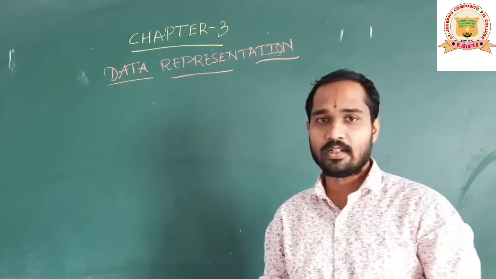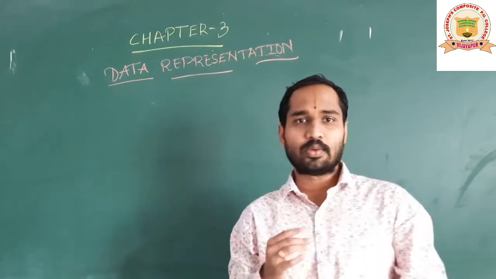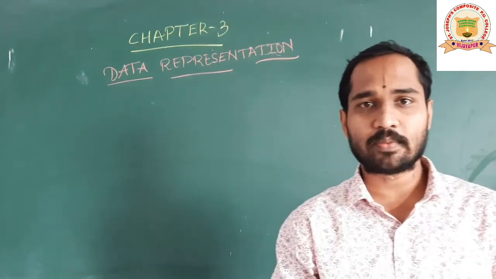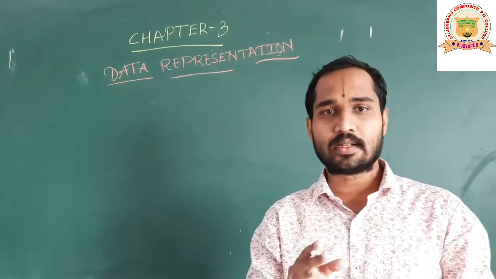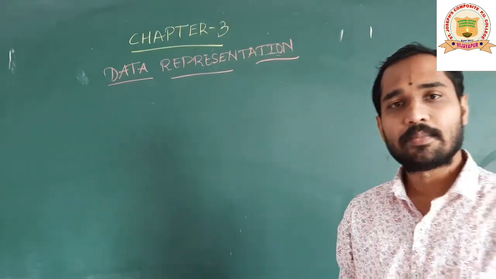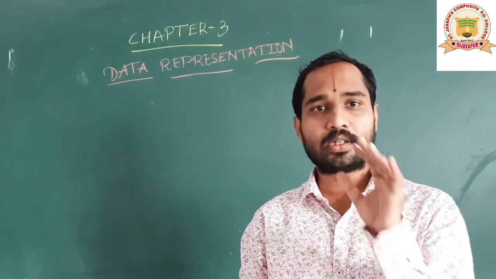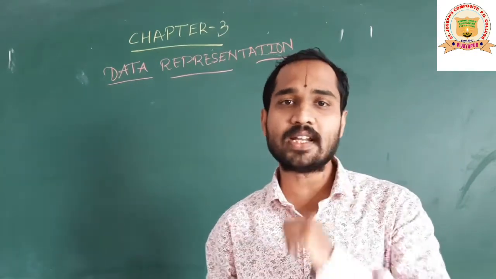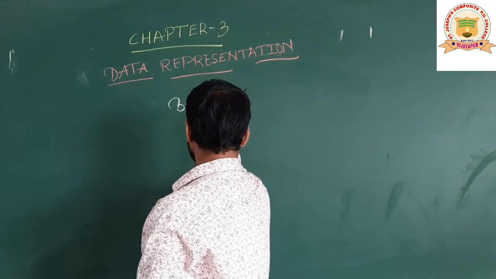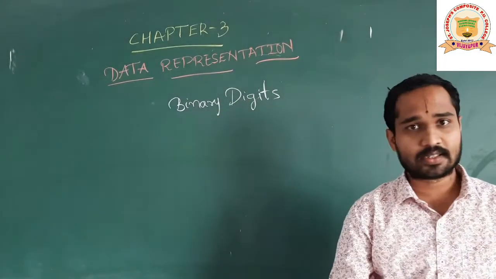Let us begin your third chapter, that is data representation. You all know what is data. We have studied it in the first chapter, right? Any information that we provide to the computer is the raw, the unprocessed information, called data, correct? But when it is processed, you all know that the computer can understand only binary digits, isn't it? Whatever data we give has to be converted to what? It has to be converted to binary digits, right?